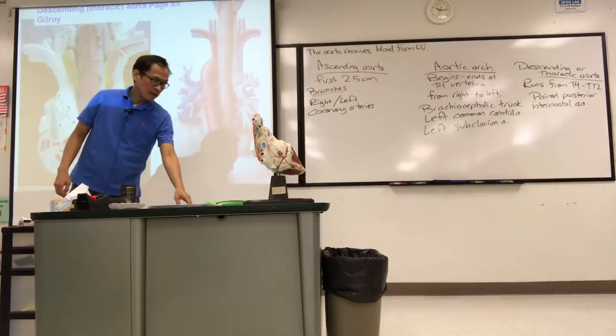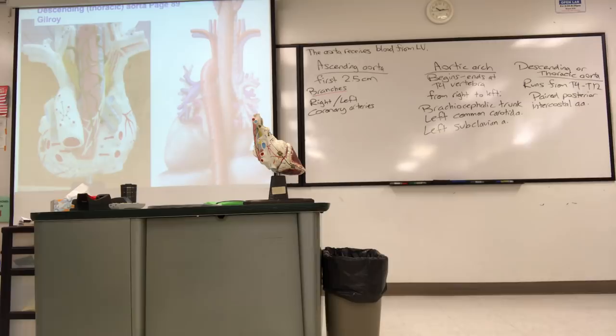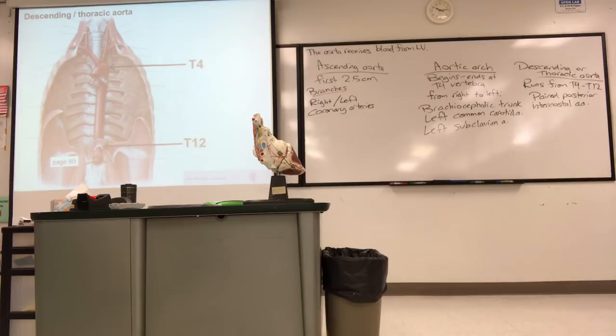I've seen this on cadavers too. It really does look like that, like perfectly aligned and oriented. Really cool. Here's a picture of the thoracic aorta, and I indicate the T4 to T12, and that's why I said it begins and ends. It's useful to use the vertebrae as general landmarks for a person.